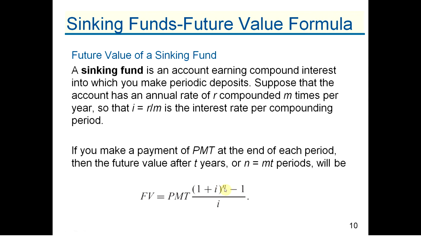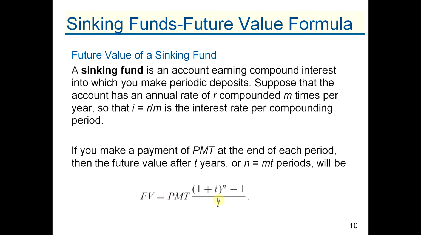N is still going to be equal to the number of total compounding periods. So that is going to be the equivalent of MT, where M is the number of compounds per year and T is the number of years for the investment. Now don't forget, if your time is less than a year, you have to convert it over to years. So if you were told it was 6 months, that would be a half a year. If you were told it was 3 months, that would be a quarter of a year. T is always in years.